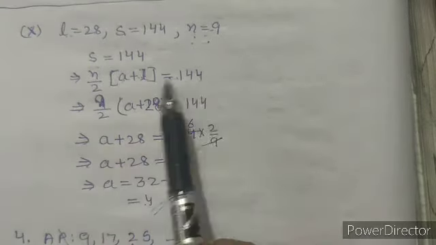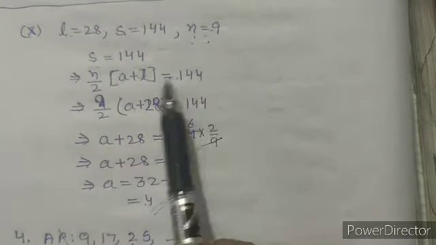In question number 4, we have to find out the number of terms in an AP 9, 17, 25 that must give us the sum as 636. Here the AP is given to us as 9, 17, 25 and so on. First of all we will find its common difference, and the common difference will be A2 minus A1. A2 is 17 here and A1 is 9, and that will give us a common difference of 8. Now we have to find the number of terms whose sum is 636.